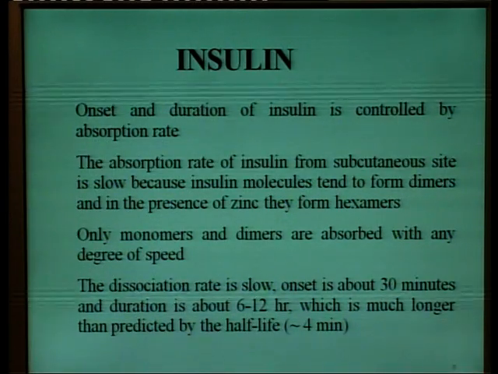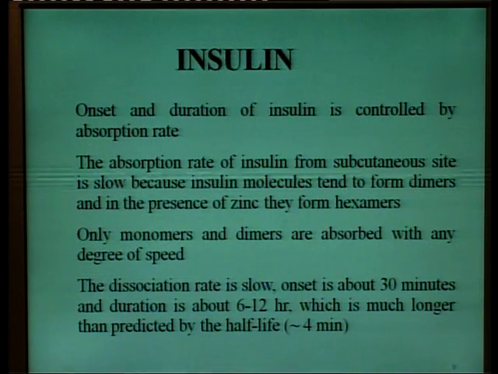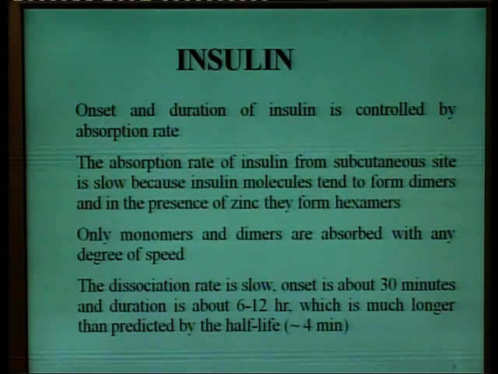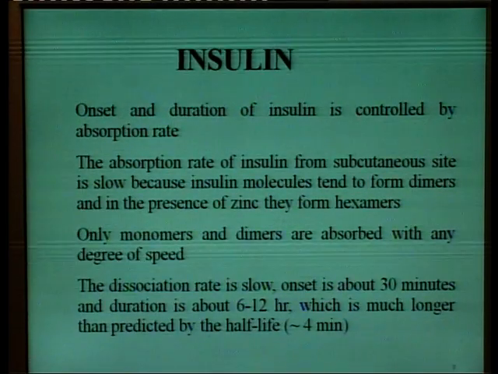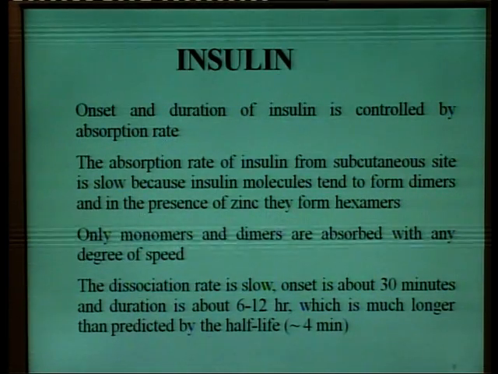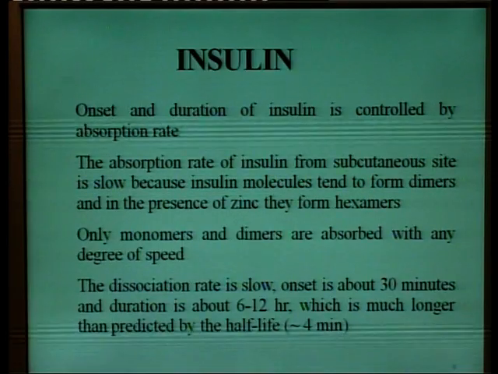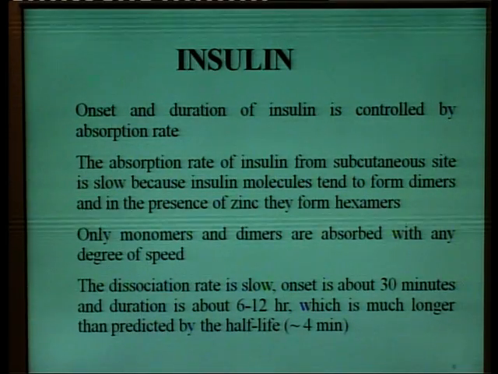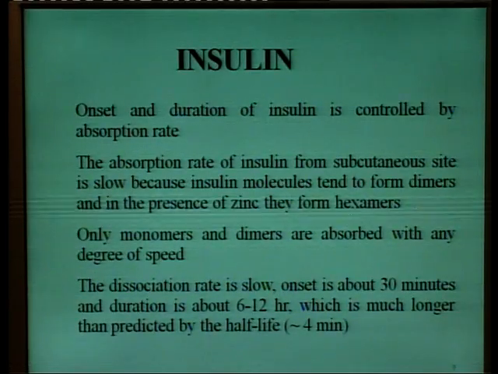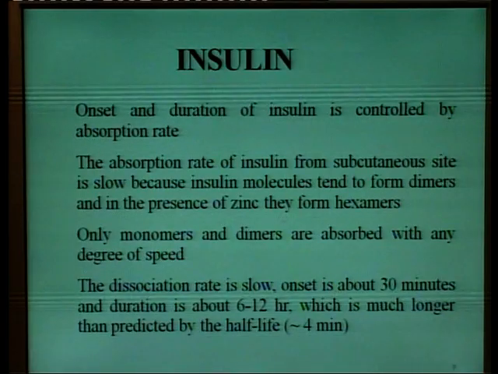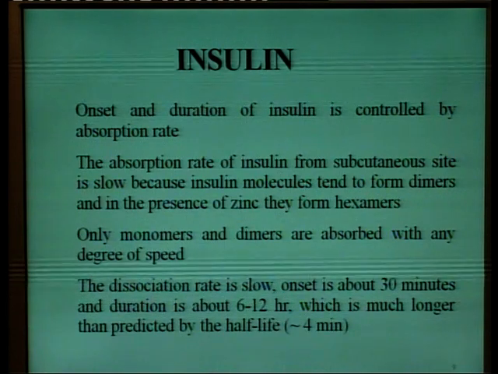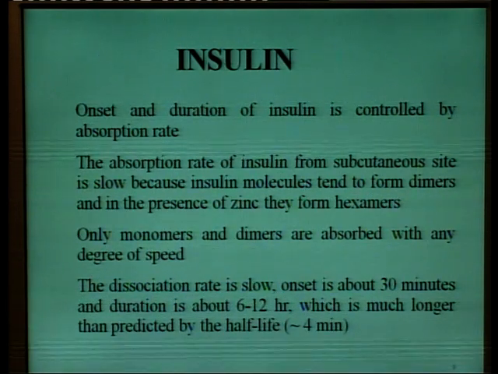The absorption rate of insulin from the subcutaneous site is very slow, because insulin molecules tend to form dimers, and in the presence of zinc they form hexamers. But we know that only the monomers and the dimers are absorbed with any degree of speed. So, we have to be very cautious that these hexamers must be broken into monomers and dimers for absorption. So, the dissociation rate is slow.